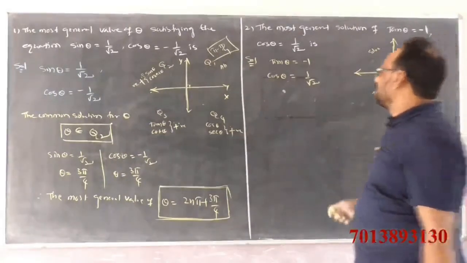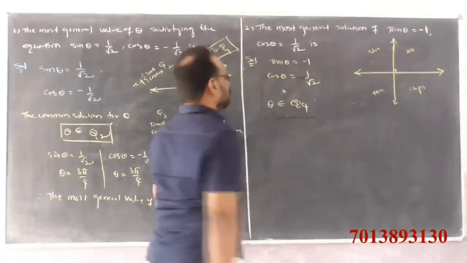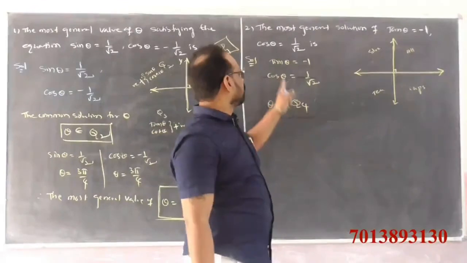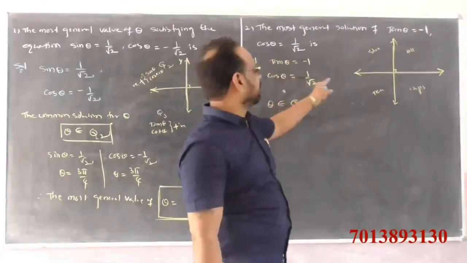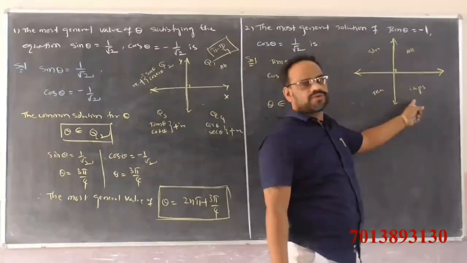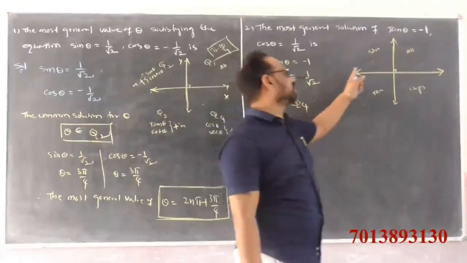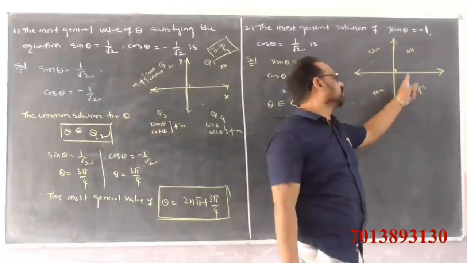In the second quadrant cos is positive. Clearly theta belongs to this one. Why? Because tan is negative. Tan is negative only in two possibilities, that is second and fourth. But here, in the second equation, cos is positive means only 1 and 4.